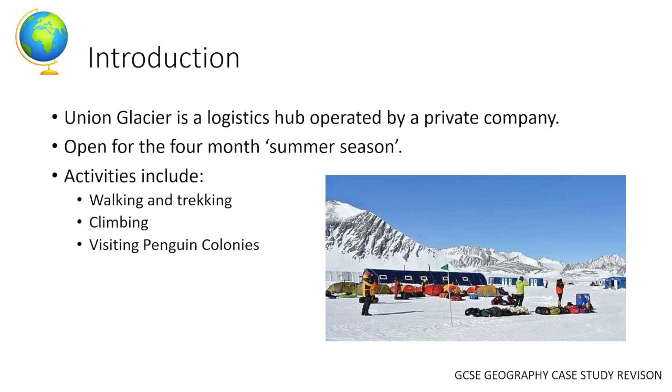And it's only open for the 4-month summer season. Why? Because the rest of the year it's too cold. If you came to Union Glacier as a holiday and went there as a tourist, what could you do? Well, you could do walking and trekking, you could do climbing, you could visit penguin colonies.